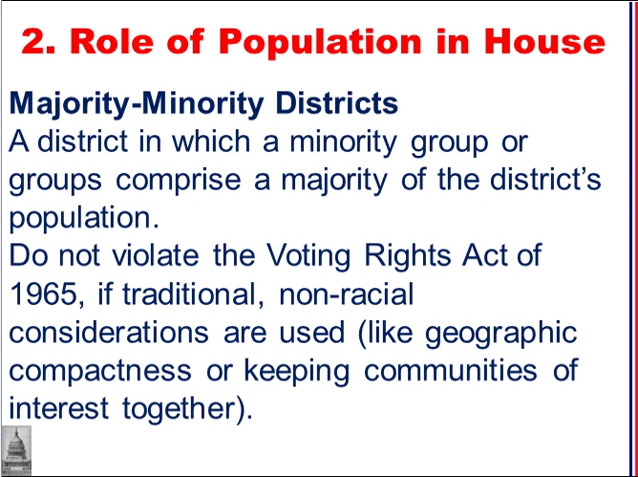There are also districts that are called majority-minority districts. This is a district in which a minority group or groups, a group that's traditionally referred to as minority populations, comprise a majority of the district's population. In 2013, there were 113 congressional majority-minority districts. They do not violate the Voting Rights Act of 1965. The Supreme Court has held that legislatures can draw majority-minority districts that follow traditional non-racial considerations like geographic compactness and keeping communities of interest together.